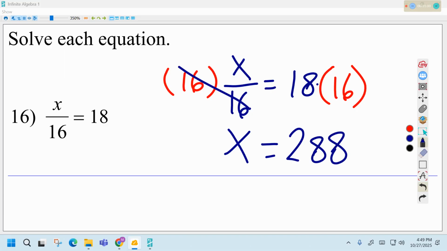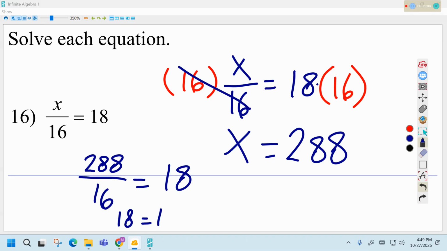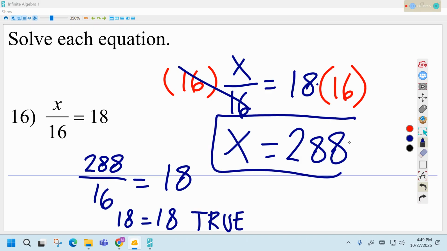And you could double check. Like you could say, okay, is 288 divided by 16 really equal to 18? If we do our work and it says 18 equals 18, that's true. Then that tells me, again, this is the solution, because this is the only number that makes it true. This is the biggest idea I wanted you to understand. The solution has to make the equation true.